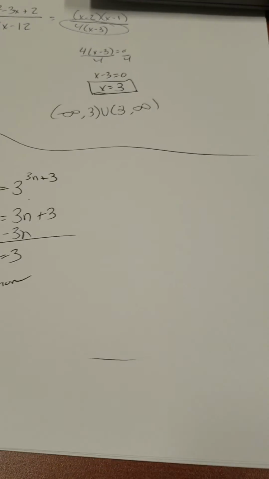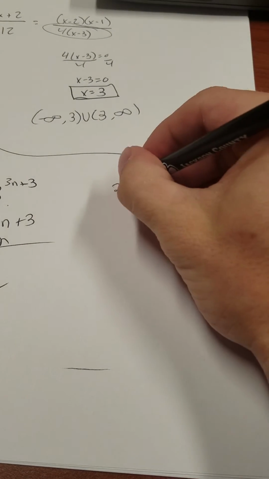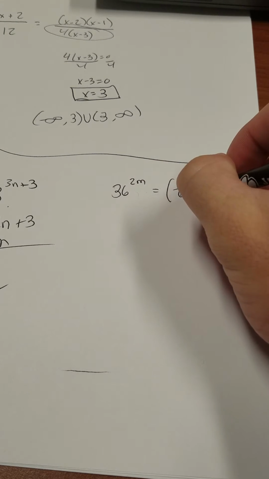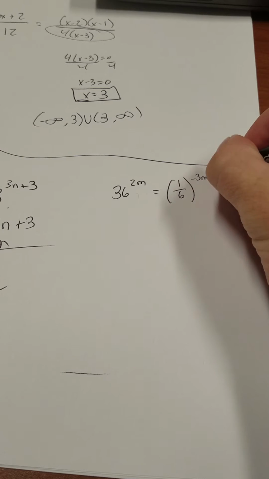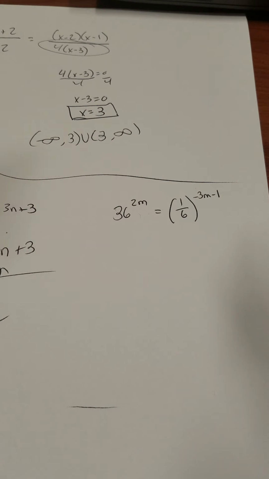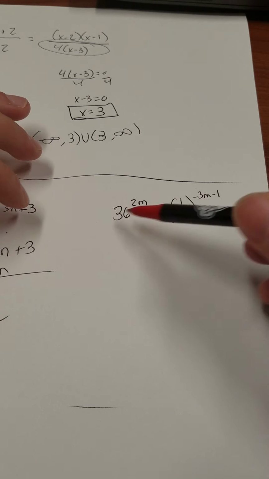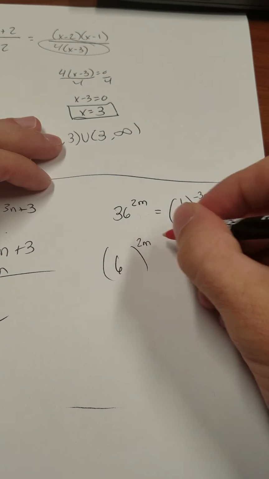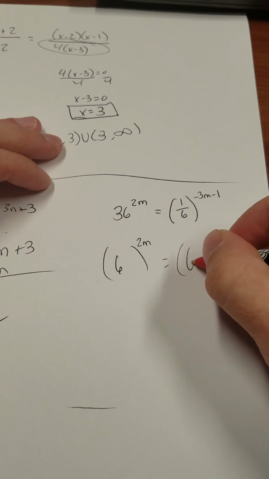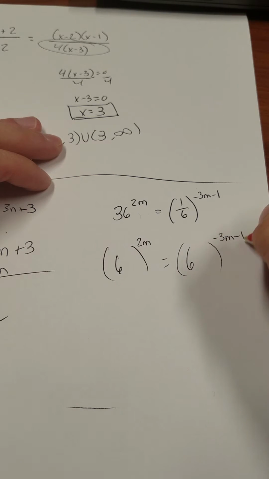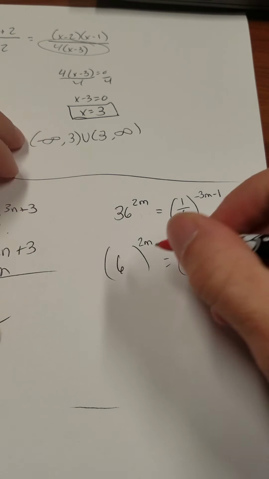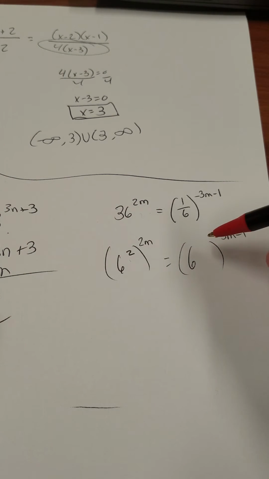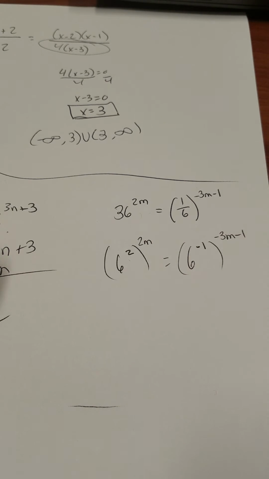But if you have to get the bases the same, here's what I'm talking about. If you look over at problem number 56, 36 to the 2m equals 1/6 to the negative 3m minus 1. You've got to get the bases the same. Looking at this, you know the base is going to be 6. So 6 to the something, and the 2m's chilling up top. 6 to the something, the negative 3m minus 1's chilling up top. Okay? 6 what gives me 36? 6 squared. This one is a little bit weird, but it's 6 to the negative 1 because it's a fraction.